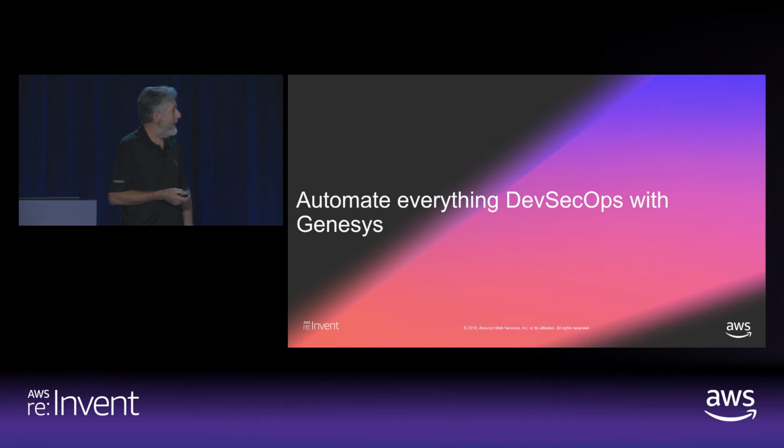So at Genesis, we do everything with DevSecOps. Everything is automated that we can. We're still automating. Our goal is to automate ourselves out of a job in security. We hope to get there.